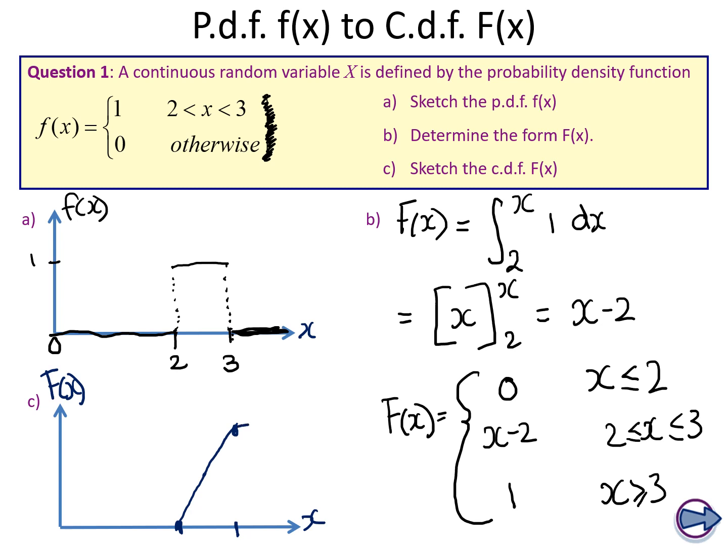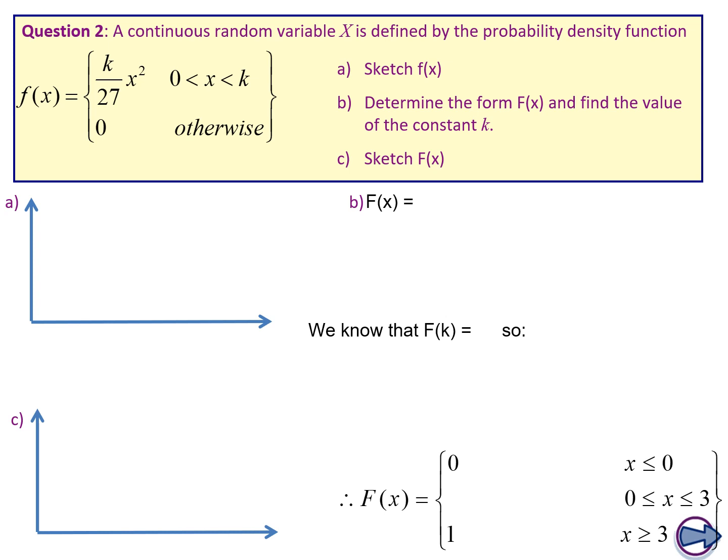And when it gets to 1, it stays at 1, and it's 0 before. So 2 and 3, and that stays at 1. It flattens off. There we are. Better. Hope you've got that down.